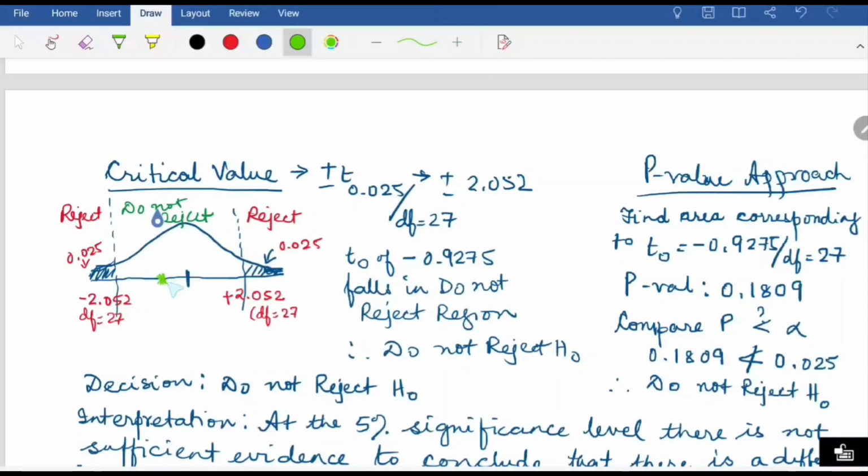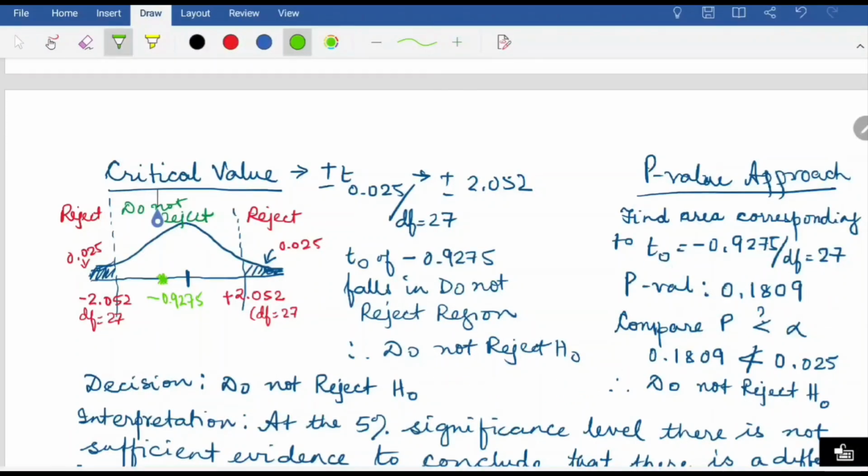It doesn't show it, but let's just put it here. Definitely in the do not reject region, right? Negative 0.9275. Please show it on the diagram. And also write here that it falls somewhere between the two critical values, which is the do not reject region. So the decision is going to be do not reject.